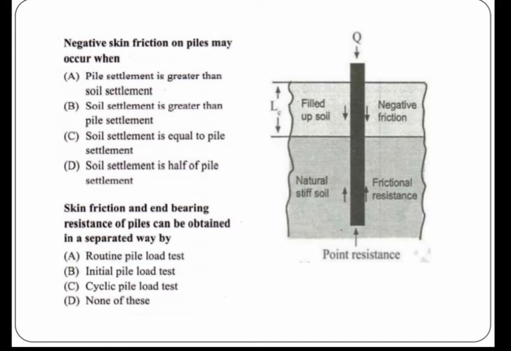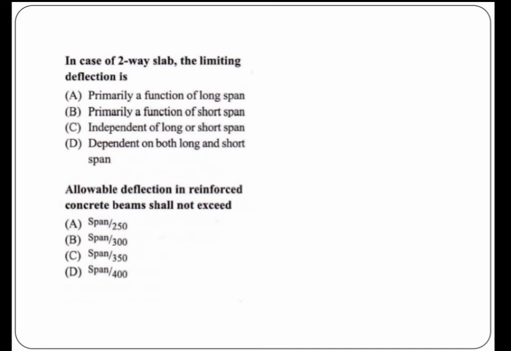Skin friction and end bearing resistance of piles can be obtained separately by. The correct answer for this question is cyclic pile load test. Now next question. In case of two-way slab, the limiting deflection as per IS 456-2000 is primarily a function of short span, that is option B.